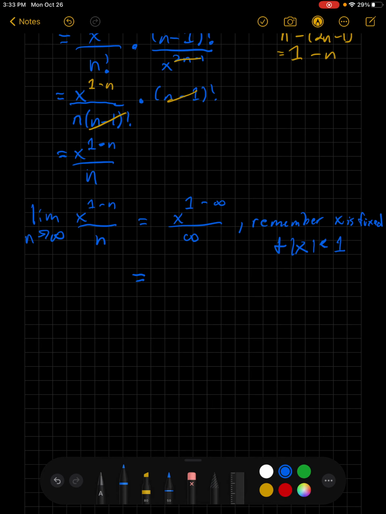x to the 1 minus infinity is actually going to be infinity. If you don't see why, imagine 0.01 to the negative infinity, because 1 minus infinity is negative infinity. The negative flips the fraction from 1/100th to 100 over 1, to the infinity, which is infinity. So the numerator is getting really large, and so is the denominator, which is infinity as well. This is where we would want to use L'Hopital's.